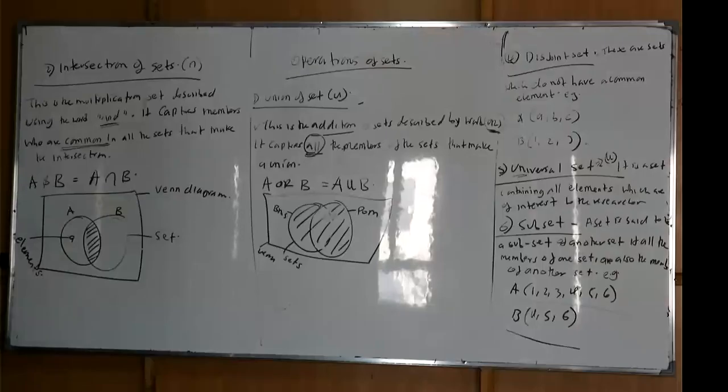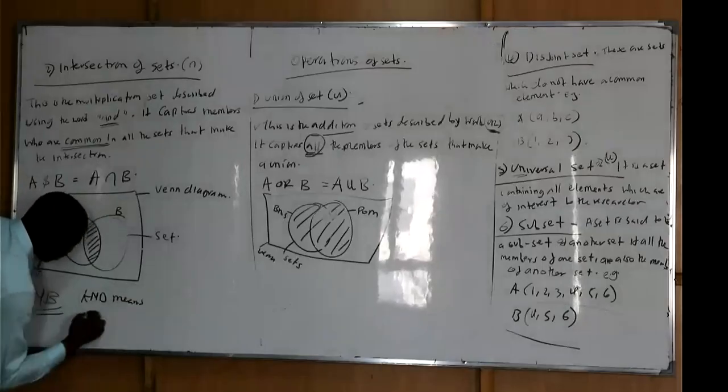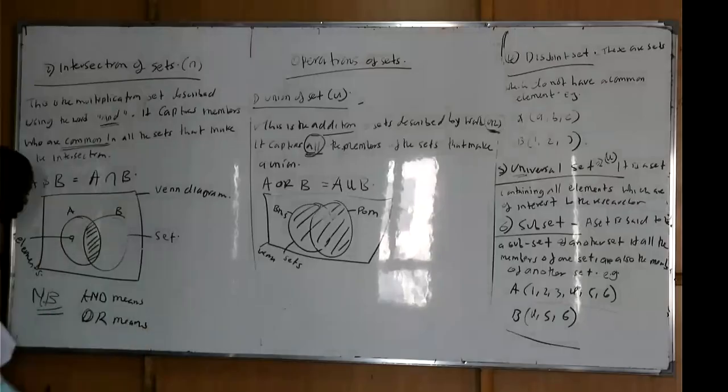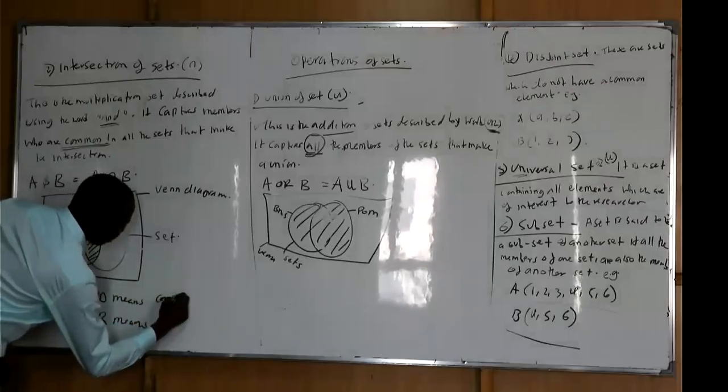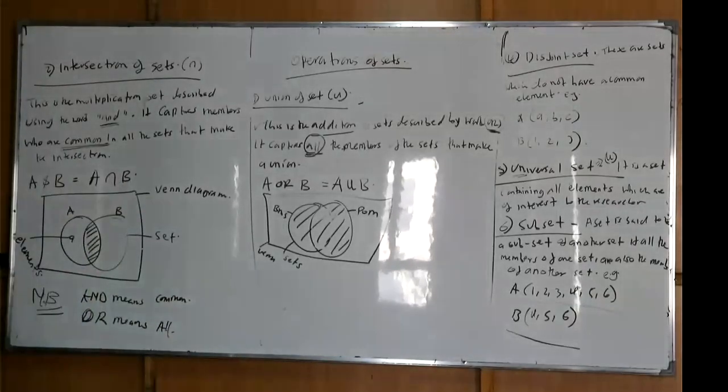Before you write this, we have an NB, which you will write in brackets. In short, we are just summarizing what we have learned here. NB: and means common, or means all.